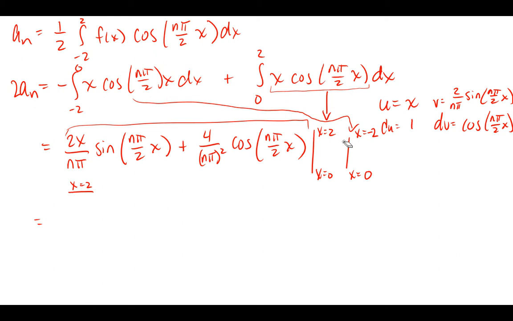Let's see. Well, what do I get? When x equals 2, I get 4 over n pi, times sine of n pi. Okay, I'm not done yet though, because I've got to do this other piece too. When I do this piece over here, I get 4 over n pi squared, and when I plug in x equals 2, I get cosine of n pi. Okay, so that's my x equals 2. Here, maybe I'll do it below.